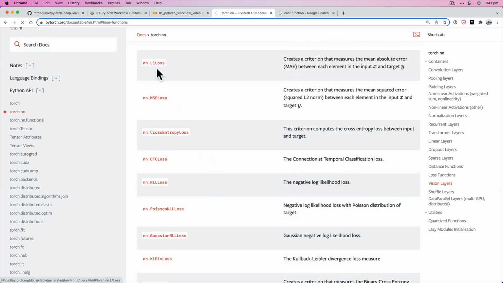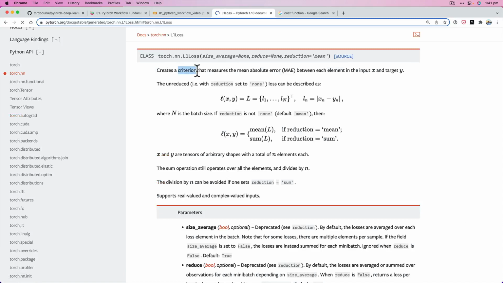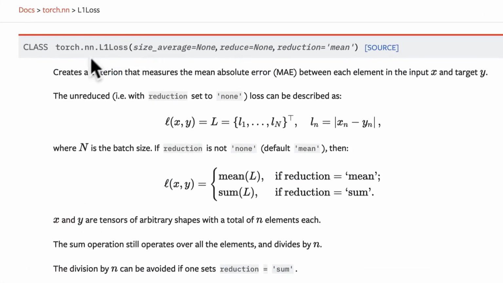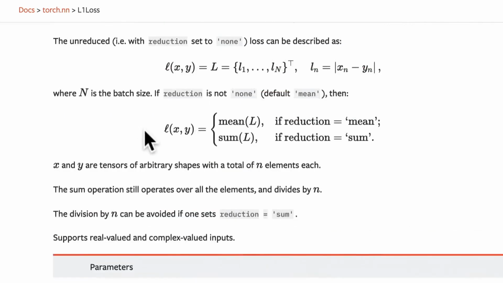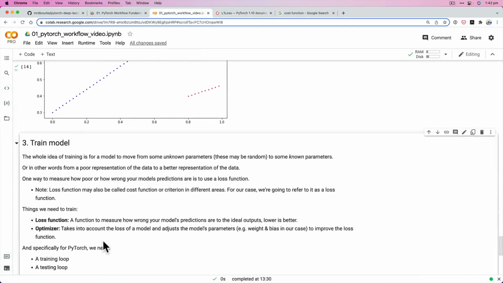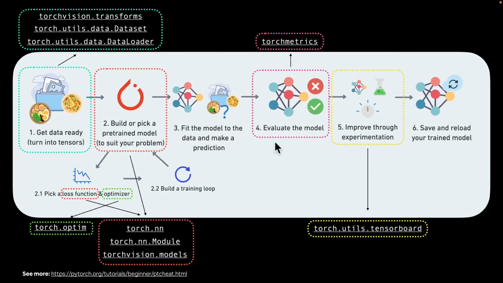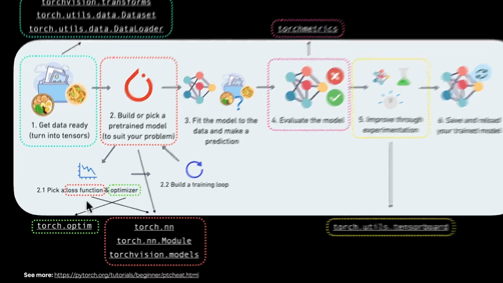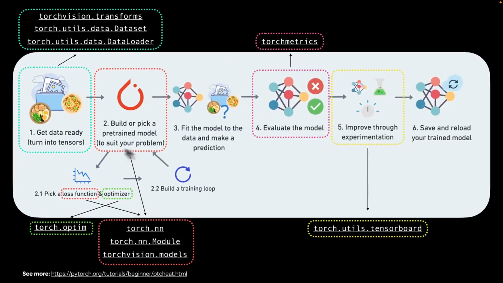Let's have a look at L1 loss. So L1 loss creates a criterion. As I said, you might hear the word criterion used in PyTorch for a loss function. I typically call them loss functions. The literature typically calls it loss functions. That measures the mean absolute error. There we go. L1 loss is the mean absolute error between each element in the input X and target Y. Now, your extracurriculum, as you might have guessed, is to read through the documentation for the different loss functions, especially L1 loss. But for the sake of this video, let's just implement it for ourselves. Oh, and if you want a little bit of a graphic, I've got one here. This is where we're up to, by the way, picking a loss function and optimizer for step 2.